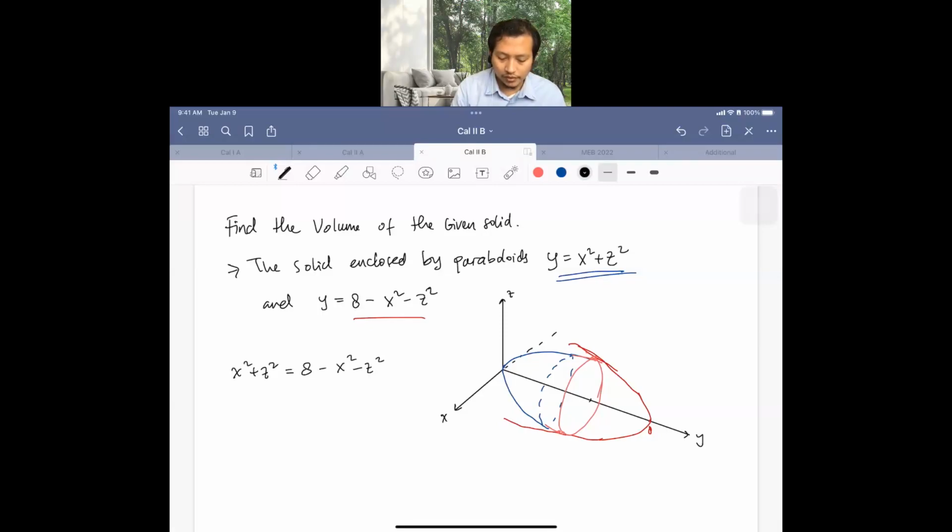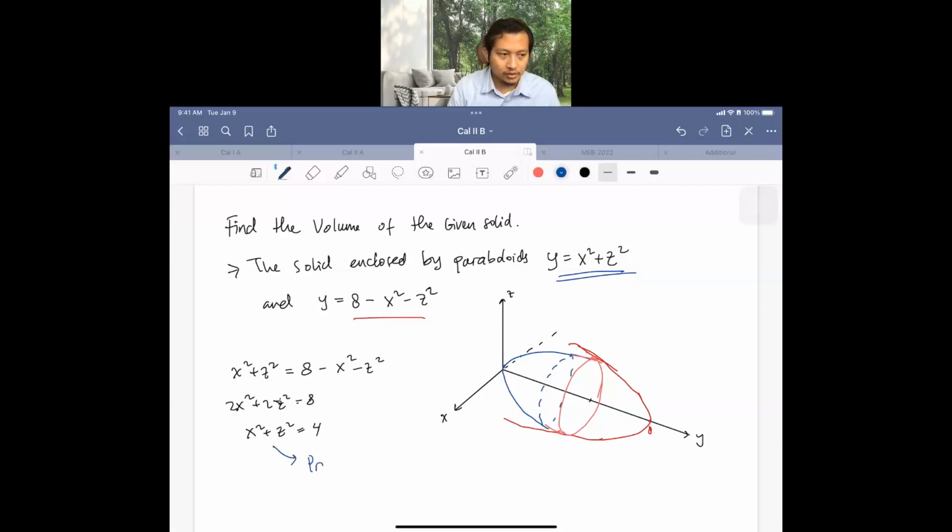Okay, we could solve this. It becomes, and we could simplify to x squared plus z squared equals 4. So we have a circle, and the radius is 2. Radius is 2. Okay.